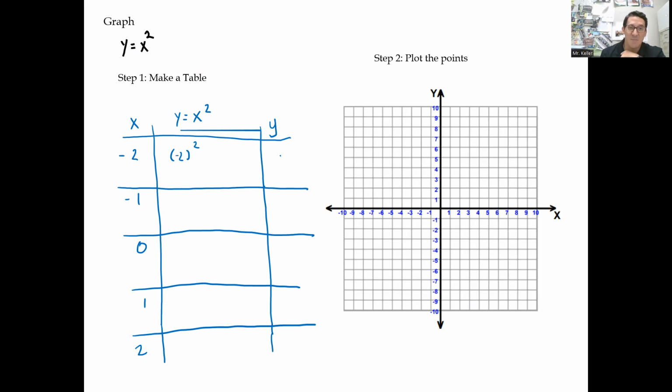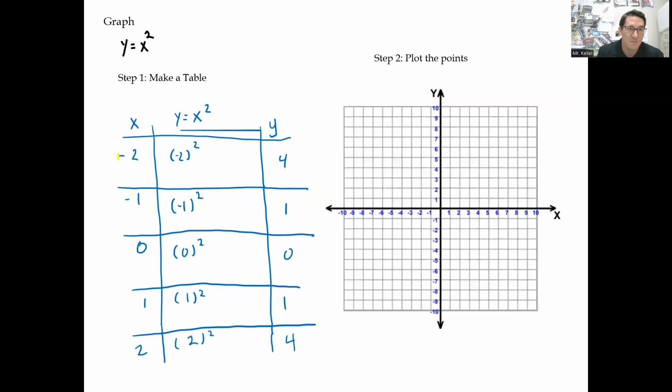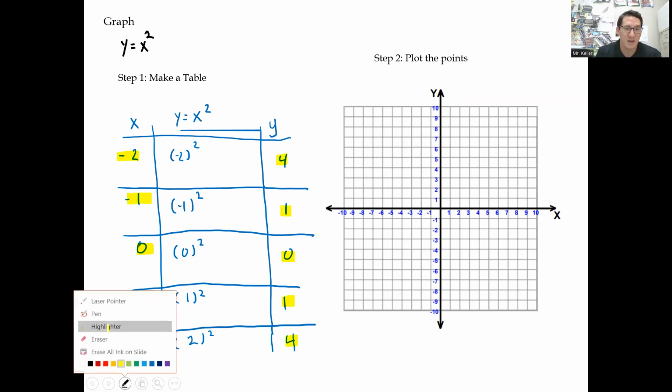So -2 squared is +4. -1 squared is +1. 0 squared is 0. 1 squared is 1. And 2 squared is 4. This gives me the values that I'm going to plot: (-2, 4), (-1, 1), (0, 0), (1, 1), (2, 4). Those are the coordinates of the points that I'm going to plot.